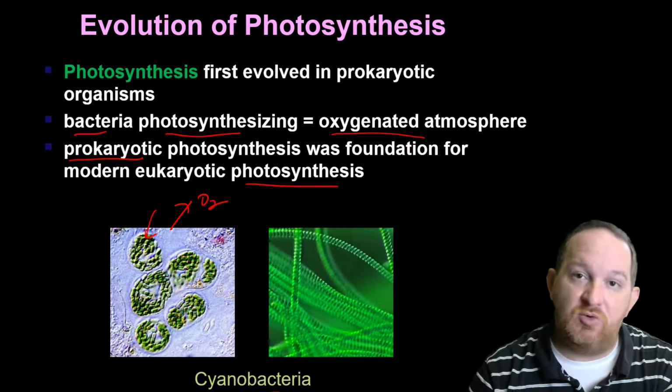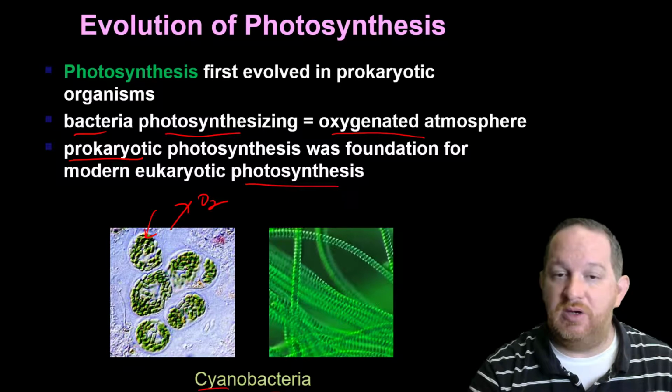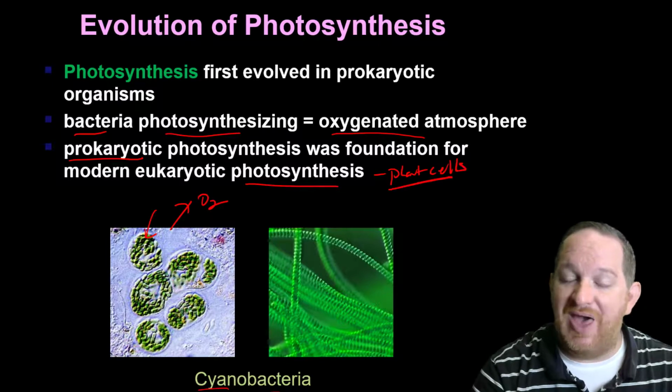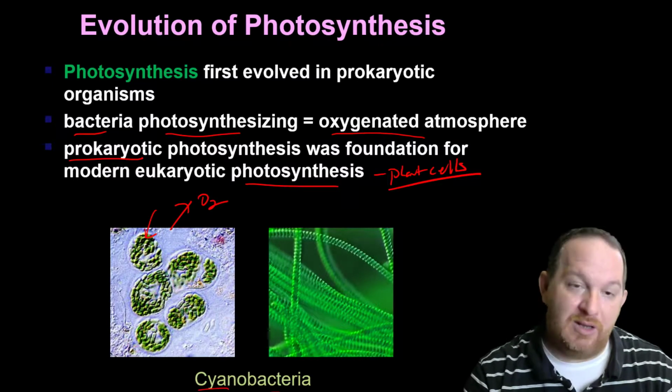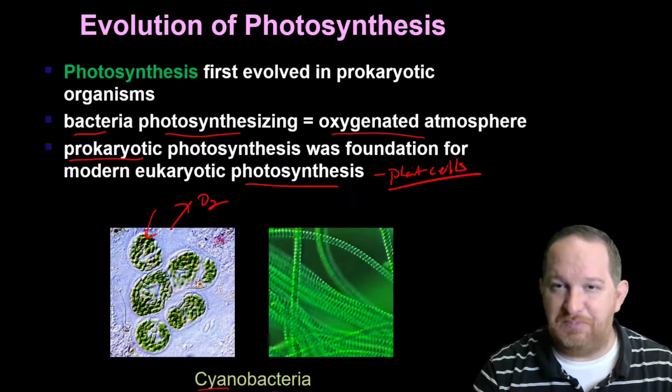So we think these ancient prokaryotes, like bacteria, were the foundation for modern photosynthesis, right? A lot of that machinery seems to be the same if you look at modern cyanobacteria and modern photosynthesis in plant cells. A lot of the machinery and the process looks very similar. So we think that's where it evolved from.